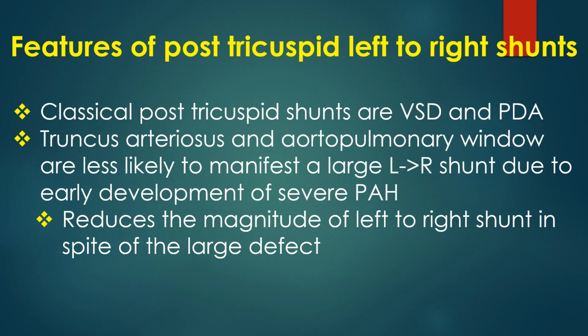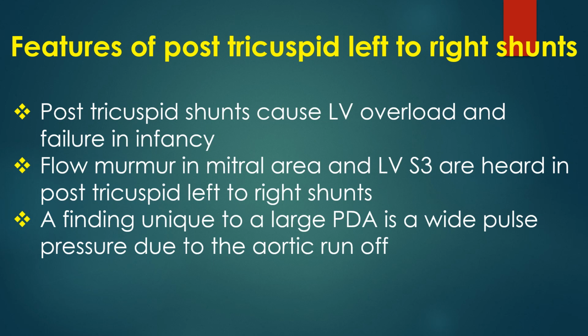The classical post-tricuspid shunts are ventricular septal defects and patent ductus arteriosus. The other post-tricuspid shunts, truncus arteriosus and aortopulmonary window, are less likely to manifest a large left-to-right shunt due to the early development of severe pulmonary hypertension, which reduces the magnitude of left-to-right shunt in spite of a large defect. Post-tricuspid shunts cause left ventricular overload and failure in infancy.